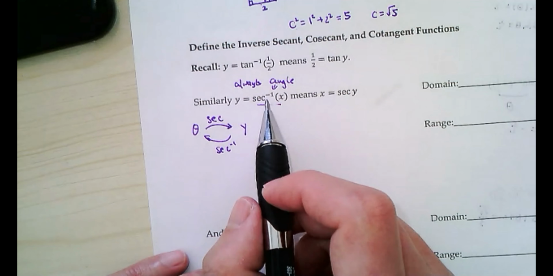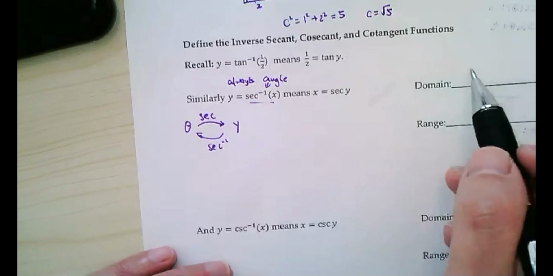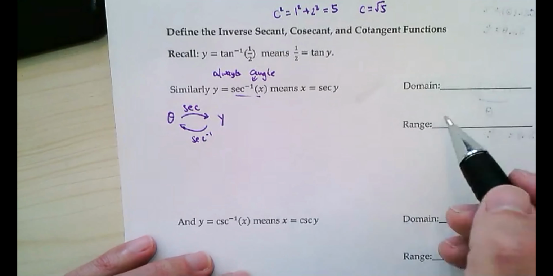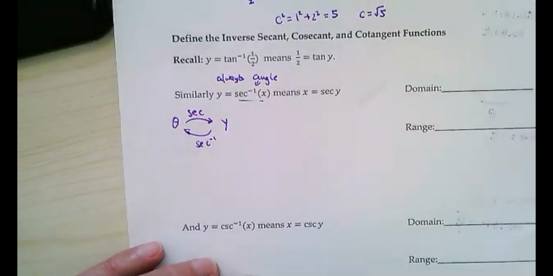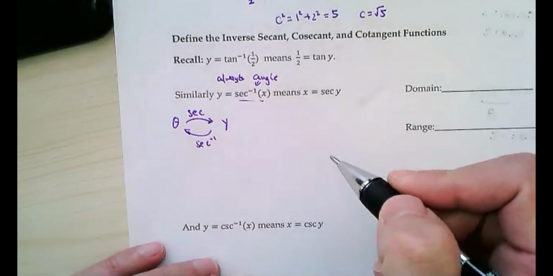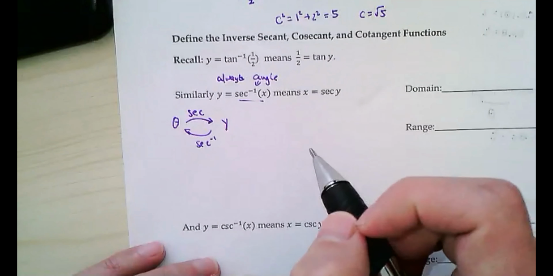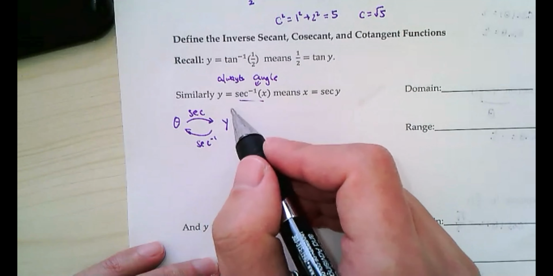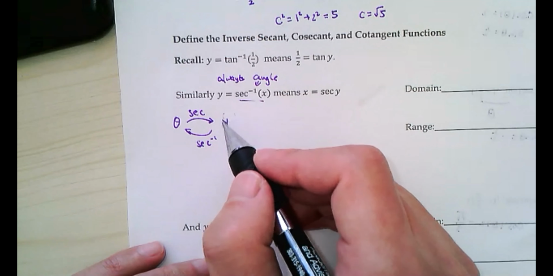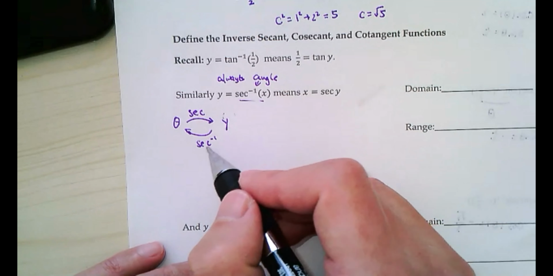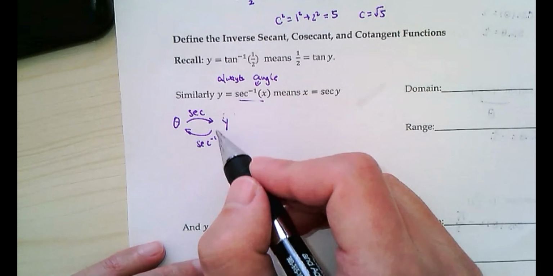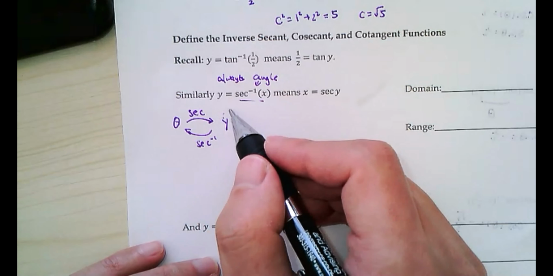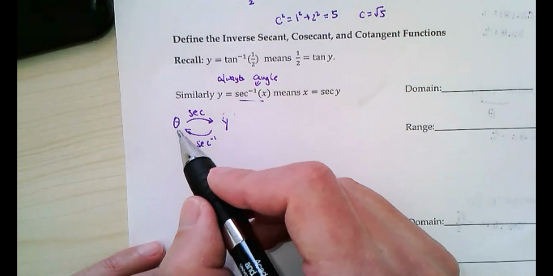But we encounter an issue. What is the domain of this function? What is the range of this function? In order to figure out the domain and the range of this function, we need to think about what values y can take. Now, since we're inversing secant, those y values become the domain. This angle becomes the range.